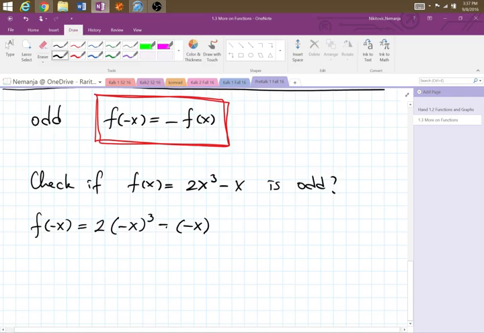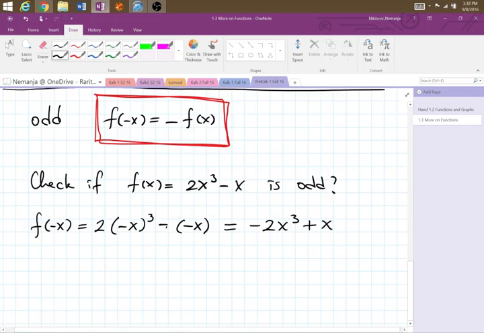And we are essentially creating the left side of our formula up there. So now you apply algebra. When you apply the cube, that's going to be negative x times negative x times negative x, which is negative x cubed. So we have negative 2x cubed, and minus gives us plus, and we get plus x. So the left-hand side of our formula is negative 2x cubed plus x.